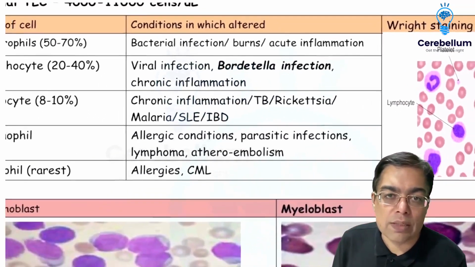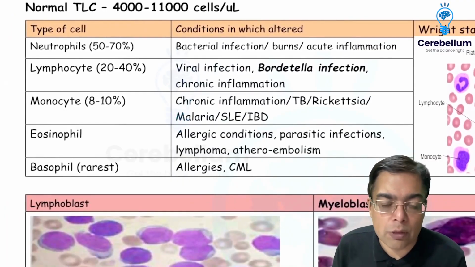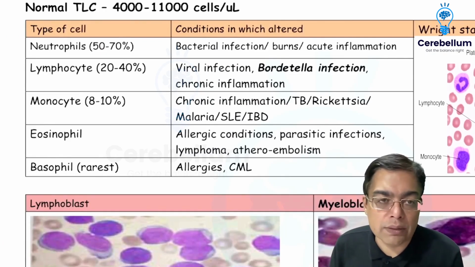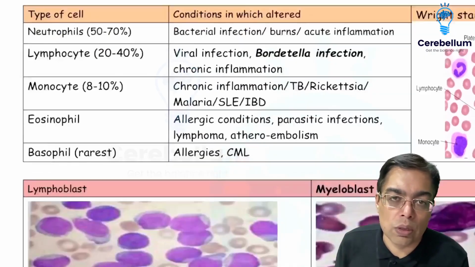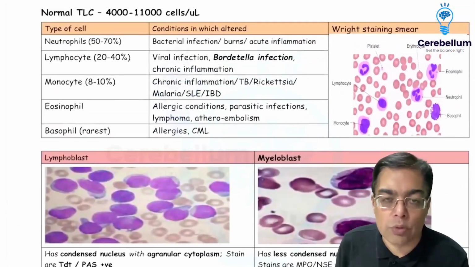Now, each of these cells is going to be specifically increased in the conditions which have been mentioned in the table for you, and that is what you just need to remember. More importantly, what you are going to be asked as a question in the exam is going to pertain to the leukemic disorders, and that's a very basic background of the two types of cells that we need to have an idea about.